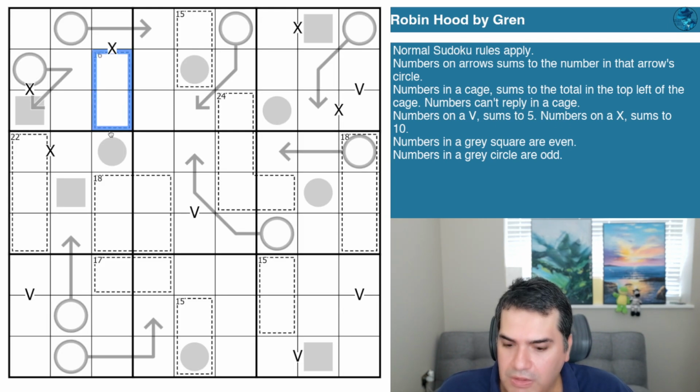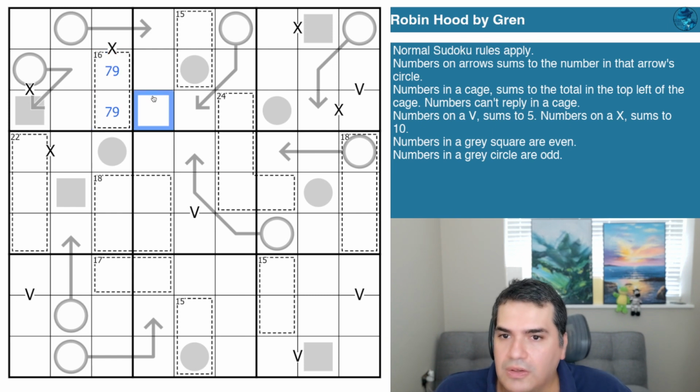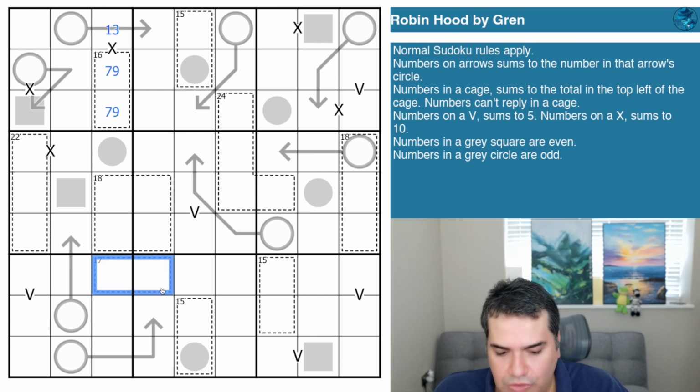Now, immediately what caught my attention is some of these cages are absolutely known. So for example, a 16 cage can only be made up of 7 and 9. This is an X, that means these two have to sum up to 10, that's 1 or 3. A 17 cage can only be 8 or 9.